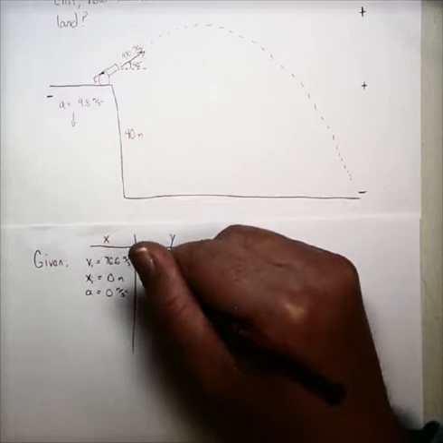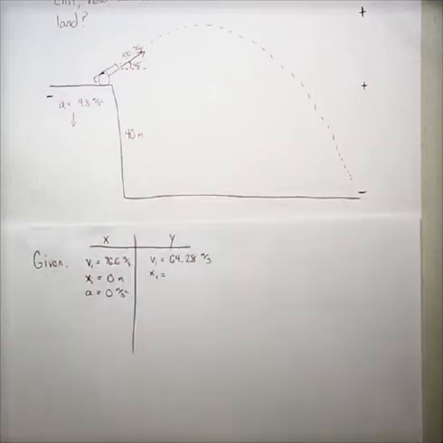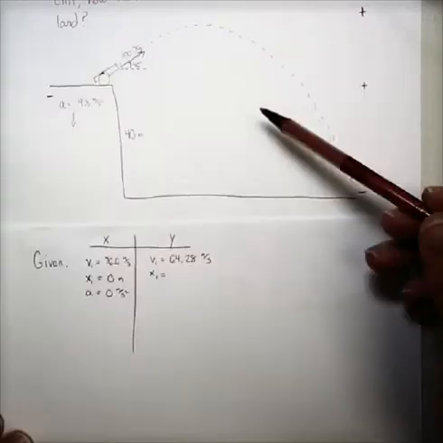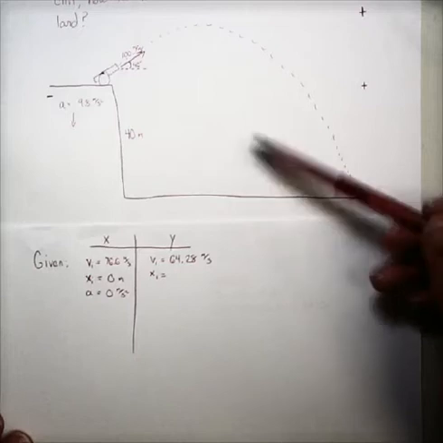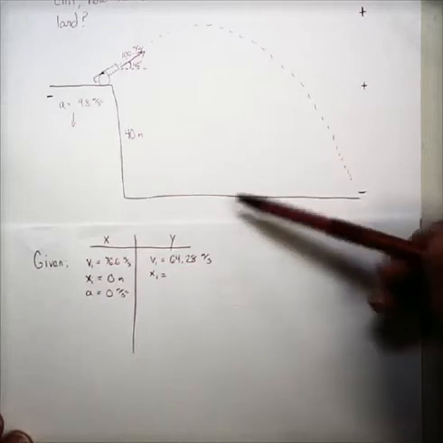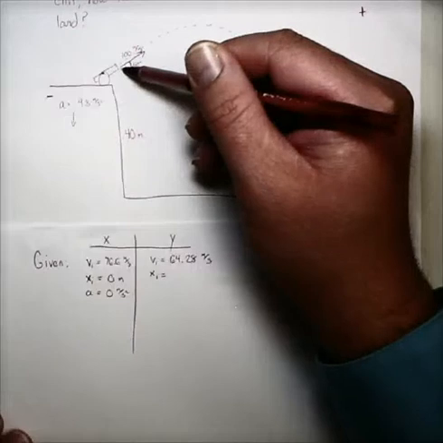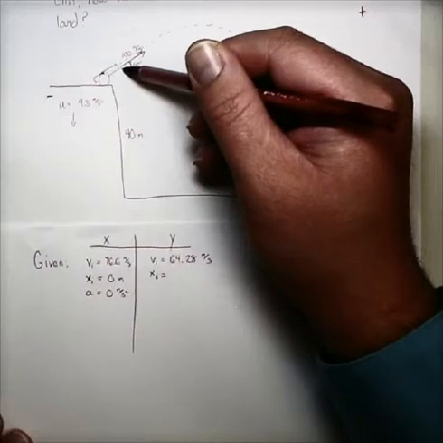I know my initial position in the y direction, and here's where I have to start being careful. I need to put someplace as 0 on this, and I can pick any place I'd like to be 0 in the y direction. I can select where the ball starts from. I can select that as being 0.